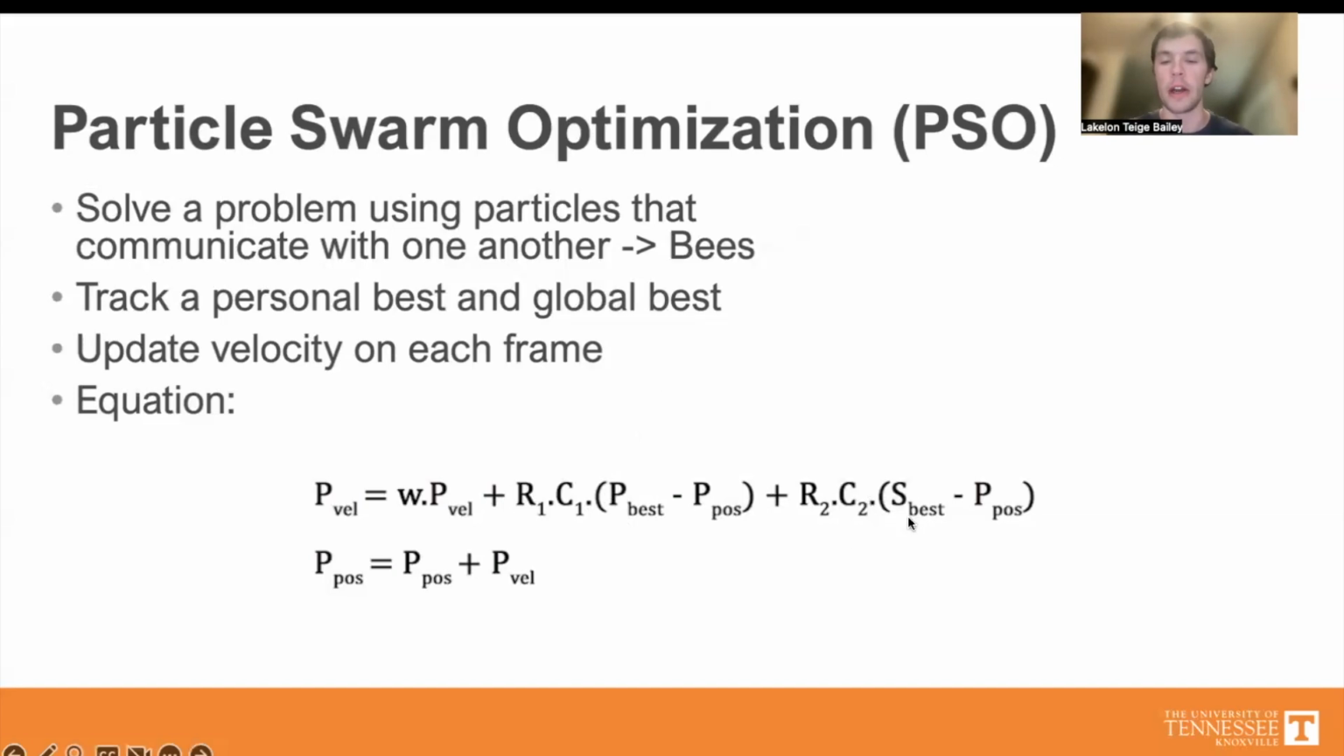Over here, we have the social weight. This is the weight that's applied to the best social position they found, which is really the global best position. So this S best here is referencing the global best, and that social weight, which is a value between 0 and 1, is applied to the difference between the global best position and the current position. And then finally, when this new velocity is calculated, it's added to the current position to produce the new position for the frame.